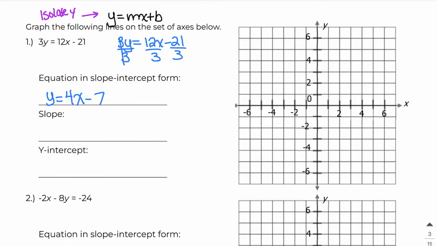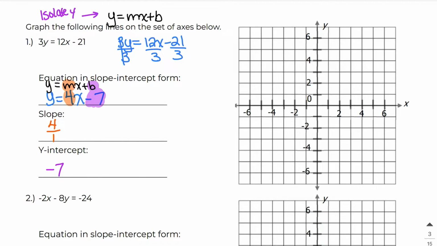Okay, so now just a reminder, if the general equation is y equals mx plus b and m stands for the slope, then here we know that our slope has to be 4. And don't forget, slope has to be written as a fraction, so we'll make this 4 over 1. And we also know that our y-intercept has to be negative 7.